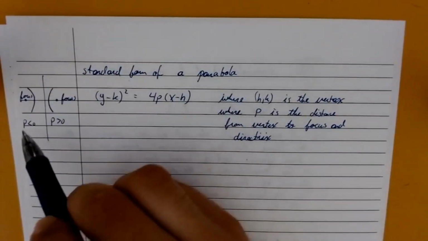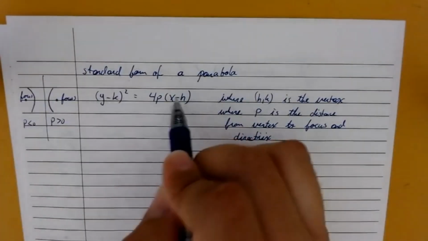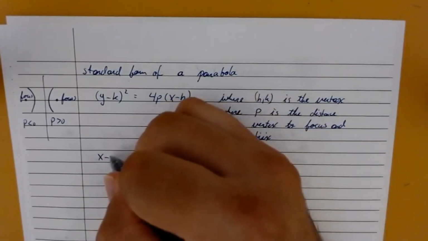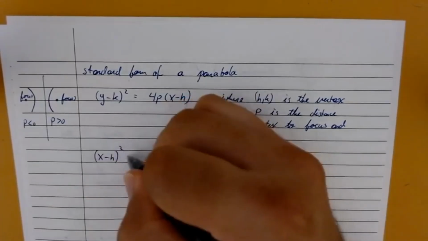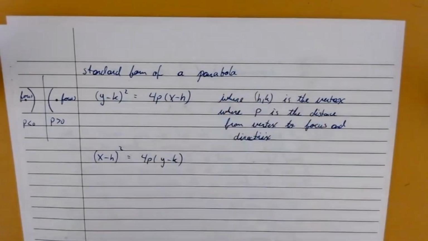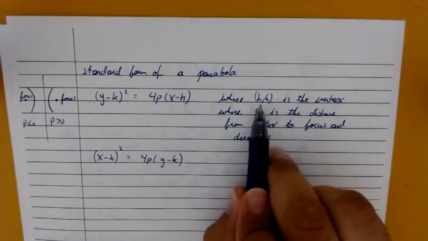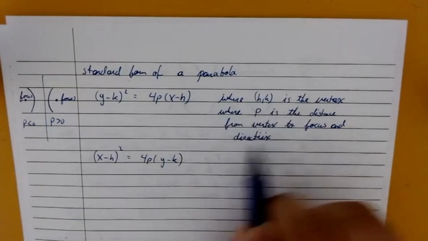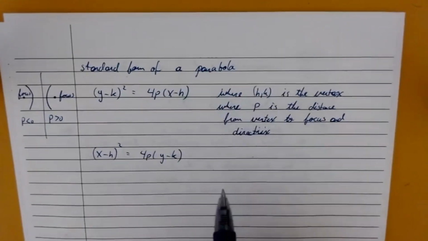Now, what if you want it to open either up or down? Well, then your x is the one that needs to be squared. So you would have something like x minus h squared equals 4p times y minus k, where, again, same thing. h, k is the vertex, and p is the distance from the vertex to the focus and the directrix.